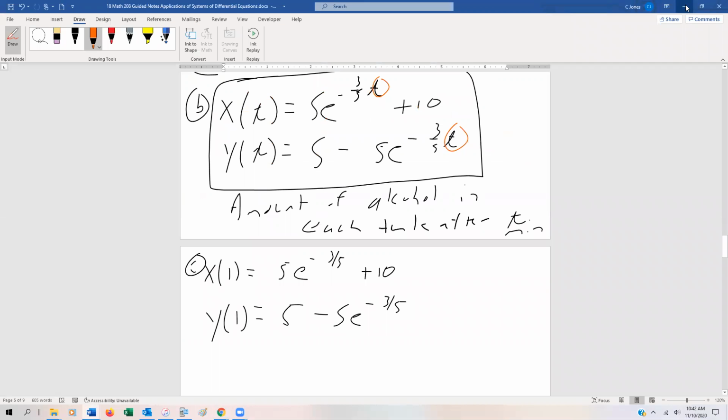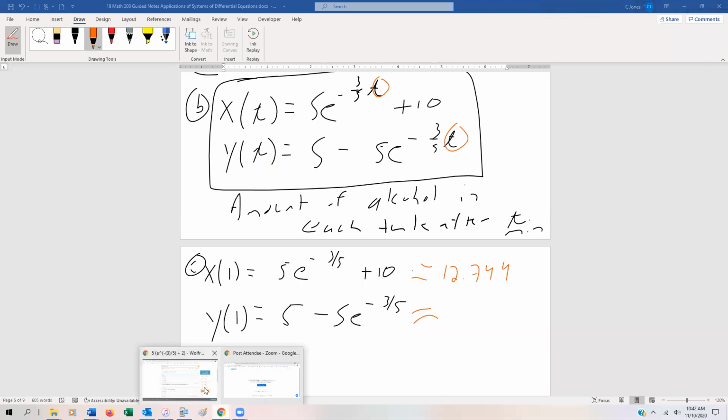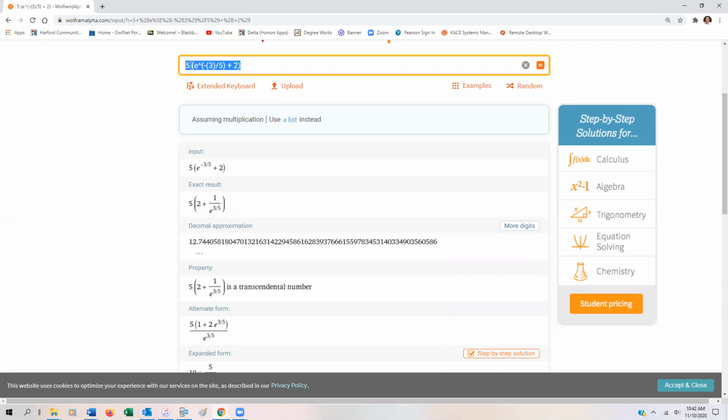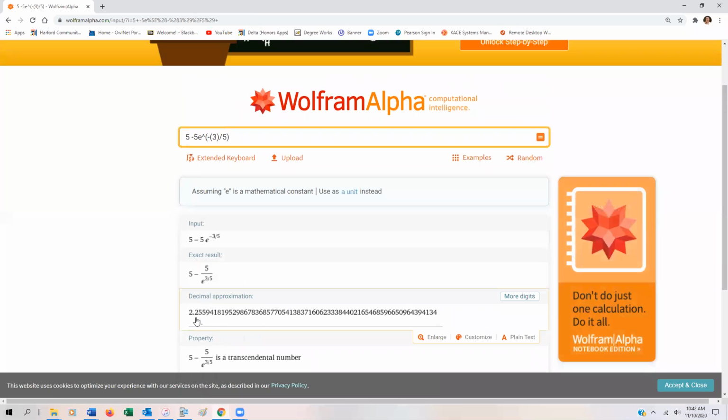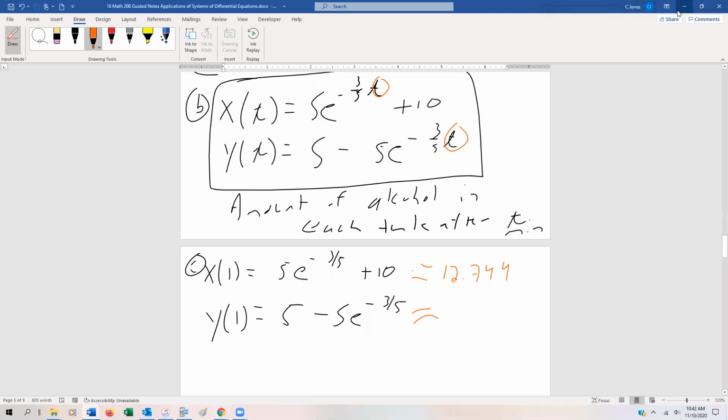So x at 1 is going to be 12.744, and let's find y at 1. So that's going to be 5 minus 5e to the minus 3/5. All right, and that's going to give us 2.256. So y at 1 is going to be 2.256. And by the way, these are each in liters.